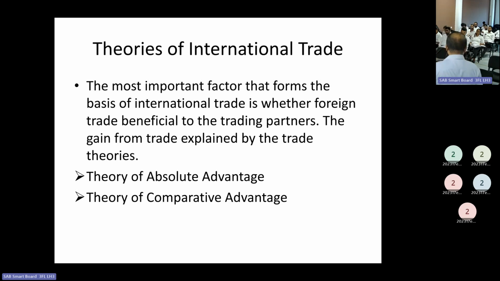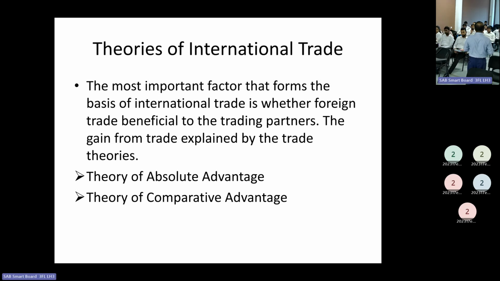Okay, so then we move to the theories. We basically talk about the theory of absolute advantage and the theory of comparative advantage. So what is the basic difference between absolute advantage and comparative advantage?